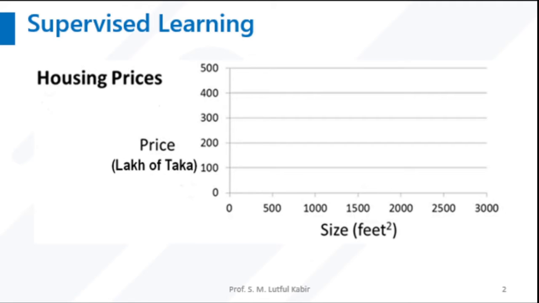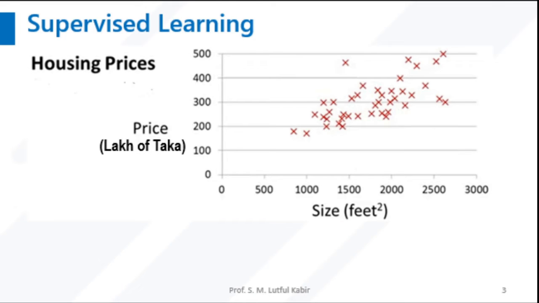We are going to use a dataset of housing prices from a city, and then we'll plot the dataset of a number of houses. Let us say that you have a friend who is trying to sell a house. Say your friend's house is of size 1250 square feet and you want to tell him how much they might be able to sell the house for. One thing you could do is fit a straight line to this data. Then, based on that, you could tell your friend that his house could be sold at around 240 lakhs of taka. So this is an example of a supervised learning algorithm.